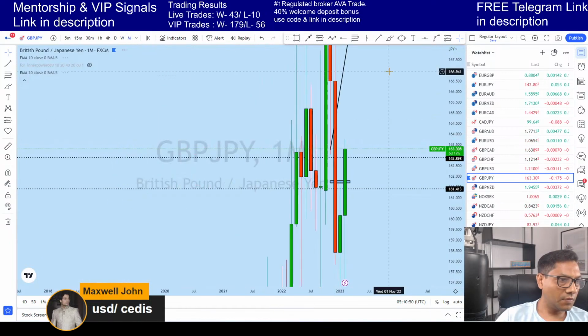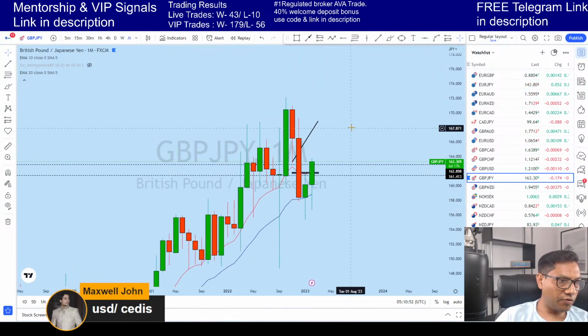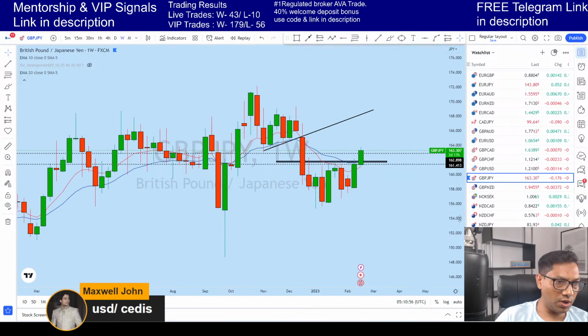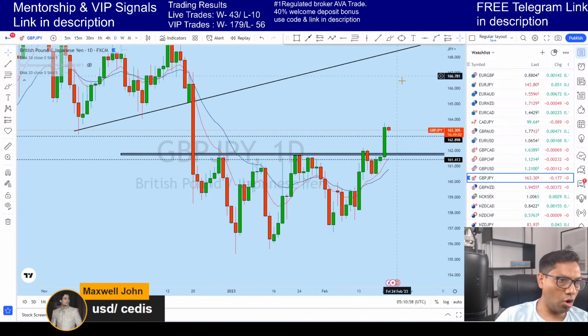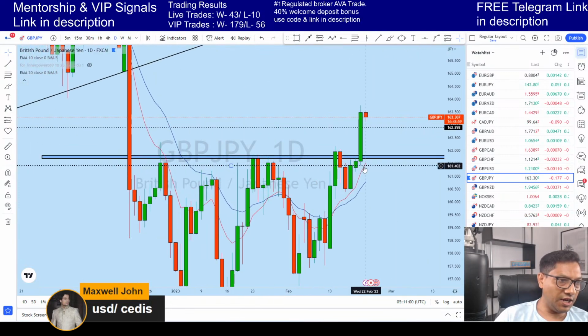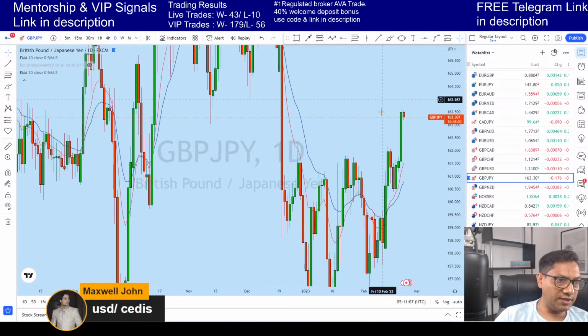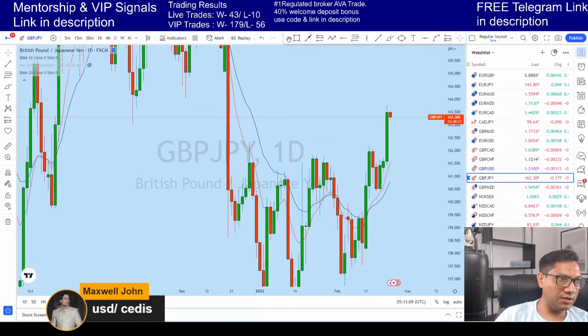Because from the monthly we see already an impulse. The reason I'm saying a short-term drop is because this is the daily candle. You see a lonely daily candle to the upside that deleted all of them, and that candle has broken this resistance level from the daily perspective.